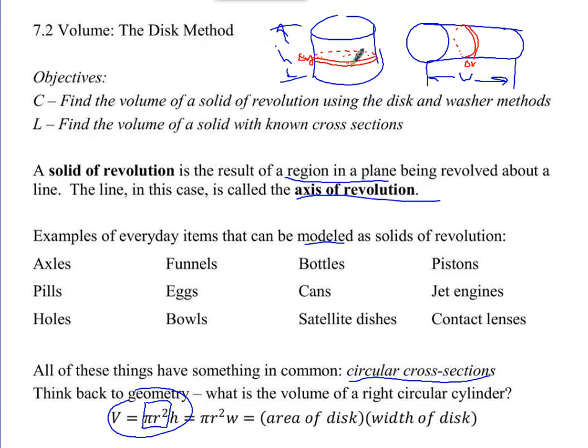The reason that I'm saying this is because we're not going to be working with cylinders. We're going to be working with screwy shapes that will be revolving about some line. And they won't have nice, neat formulas like this. Pi r squared w is the same as pi r squared h, which is basically saying the area of this little disk times the width of the disk. And if I add up all of those little disks, I wind up with the total volume of this figure that I'm generating.